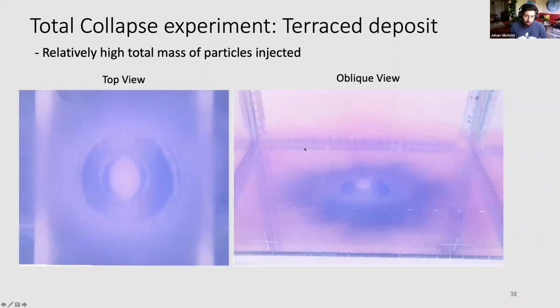Now if we look at the deposit from a total collapse experiment that had a relatively high total mass of particles injected compared to that previous one, we actually see that we're starting to build a cone at the angle of repose of the sediment.